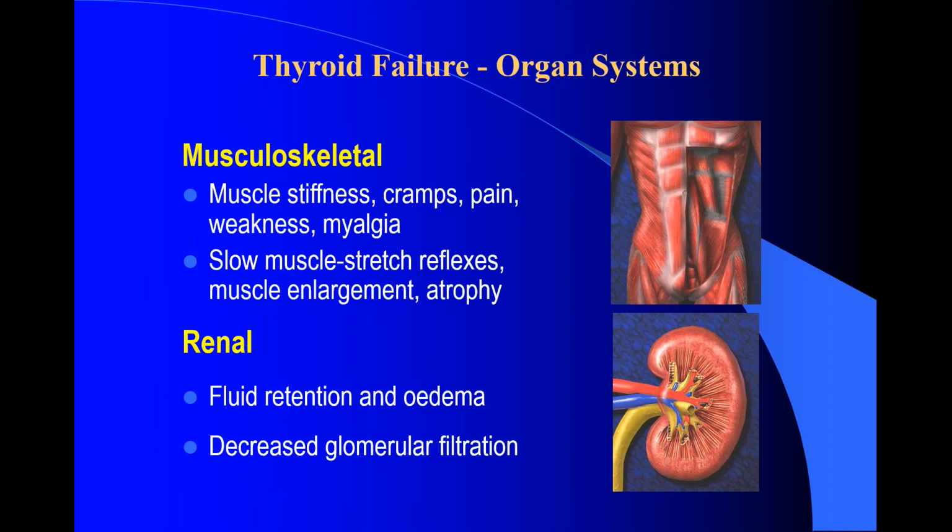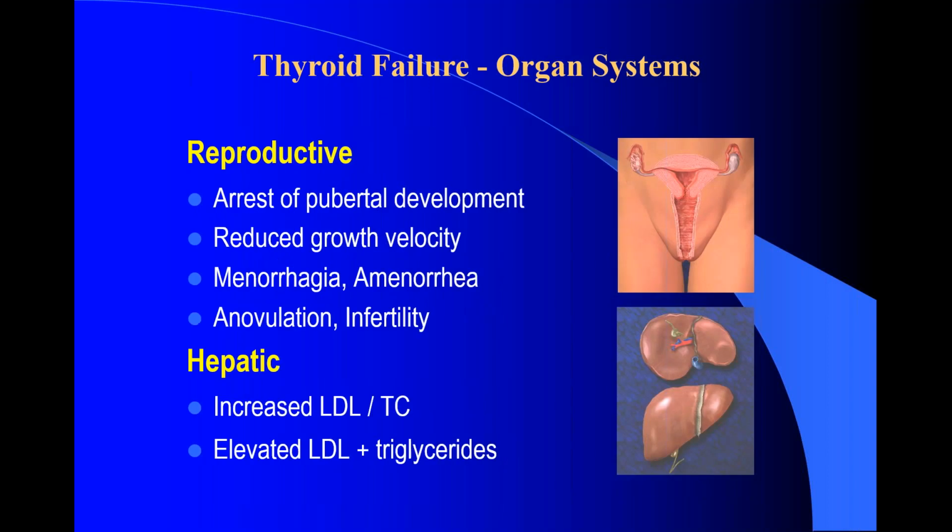So in the OPD, if you are suspecting hypothyroid, these are the complaints that you will ask about, like cold intolerance, constipation, these things. Then in the musculoskeletal system, you have muscle stiffness, cramps, pain, weakness, myalgia. And in the renal system, you can have fluid retention and edema and decreased GFR. In the reproductive system, as I have already told you, there can be arrest of pubertal development if the patient's age is less. There is reduced growth, so there is growth retardation, and then menorrhagia, amenorrhea, anovulation, and infertility in females.